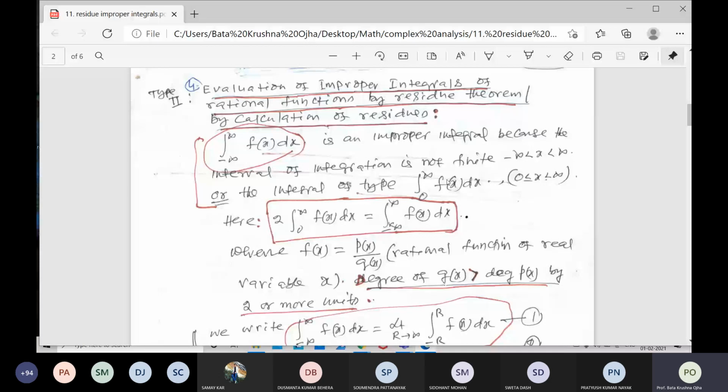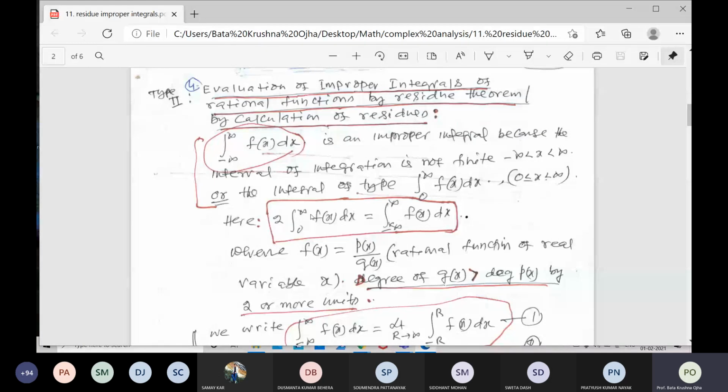So the function should be rational. Second, you see the denominator: the degree of the denominator must exceed the degree of the numerator by 2 units. Third, the limit minus to plus infinity changes to the contour form, that is, the integral over the closed curve C. What is C? C is the circumference of the semicircle CR with radius R and a line segment from minus R to plus R, anti-clockwise. So that is your contour.